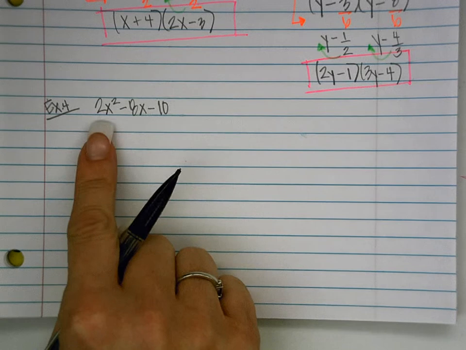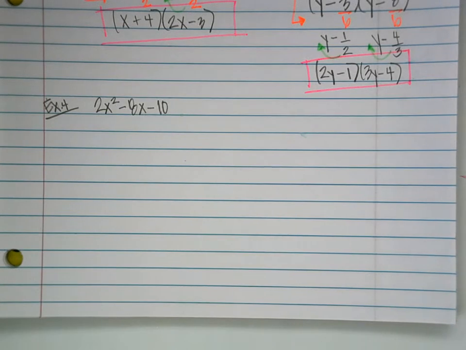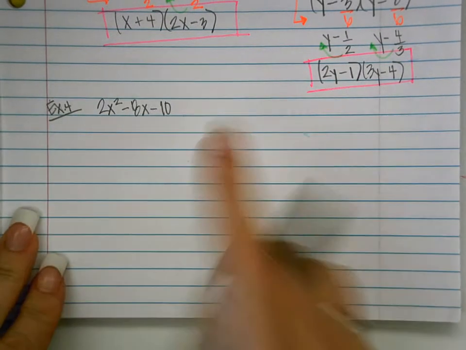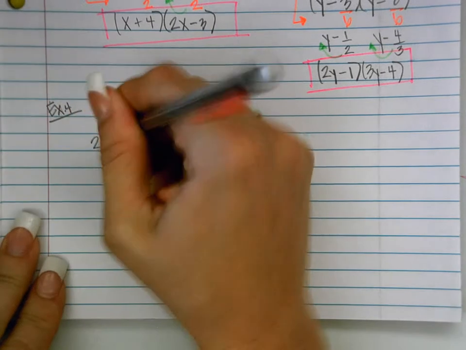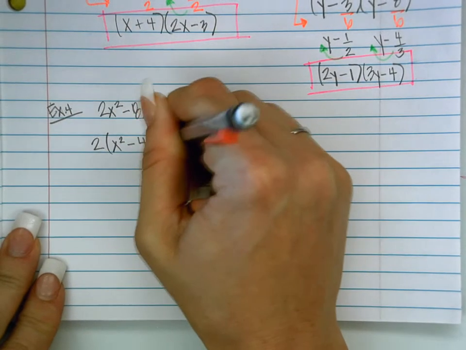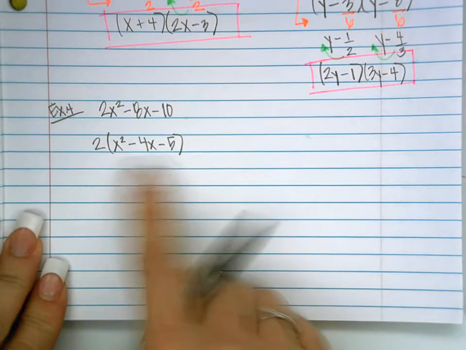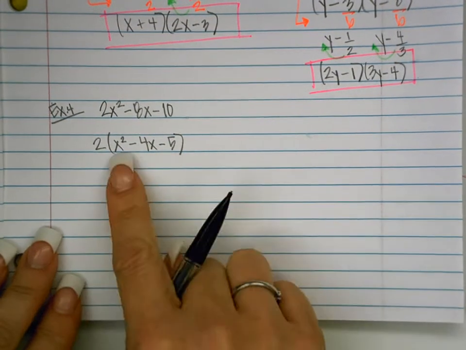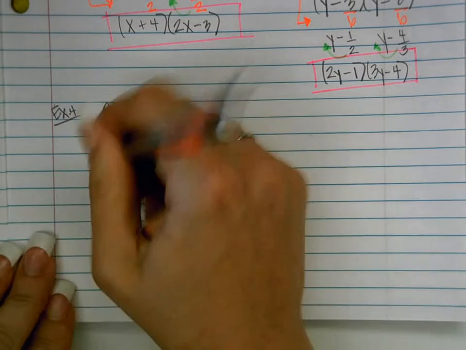Yes. GCF. No matter what kind of factoring you're doing, you always have to look for GCF first. Okay? If you take out a GCF here, I'm going to give it to you. If you take out the GCF, you take out a 2. Left behind would be x squared minus 4x minus 5. Is this bottoms up factoring? No. This is just normal trinomial factoring with a 2 in the front.